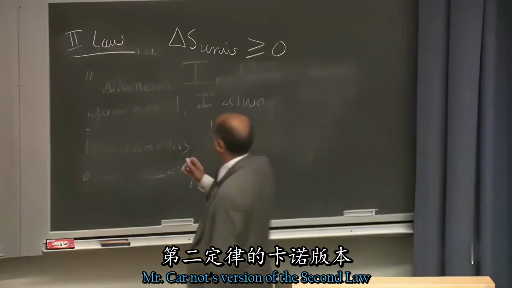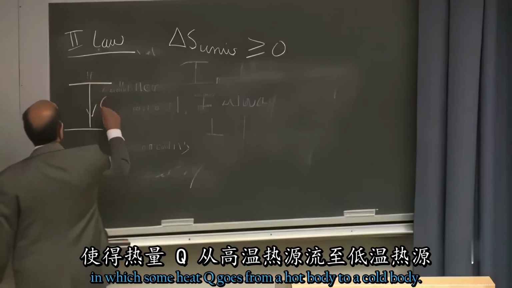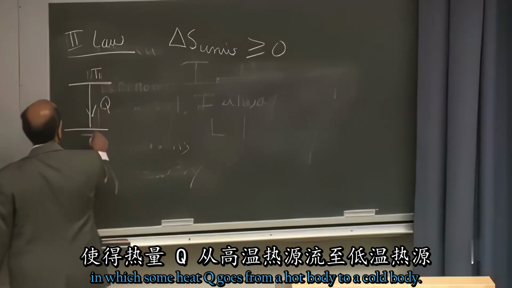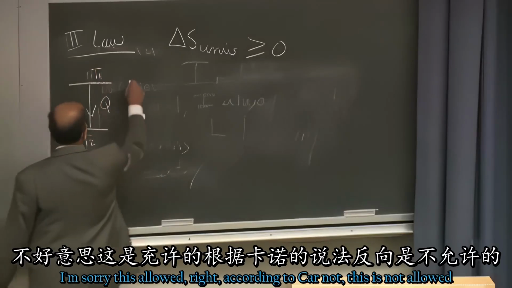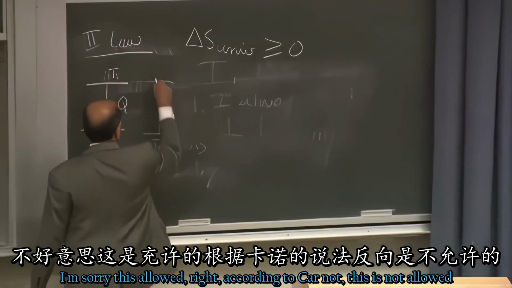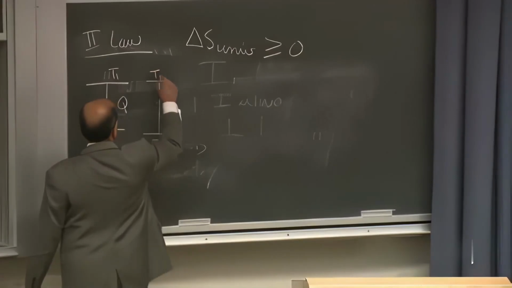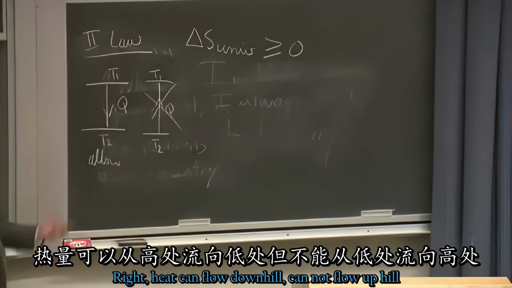Mr. Carnot's version of the second law was that you cannot have a process in which some heat Q goes from a cold body to a hot body. I'm sorry, this is allowed, right, according to Carnot: heat from hot to cold. This is not allowed, right? Heat can flow downhill, cannot flow uphill.